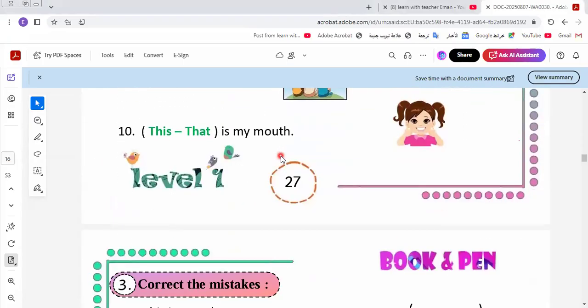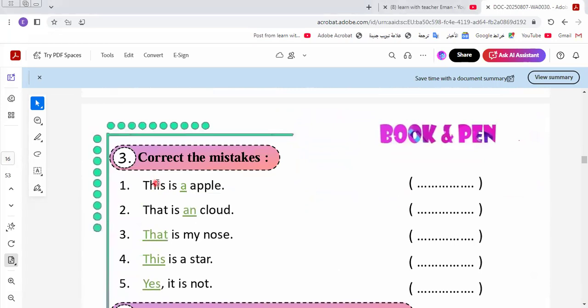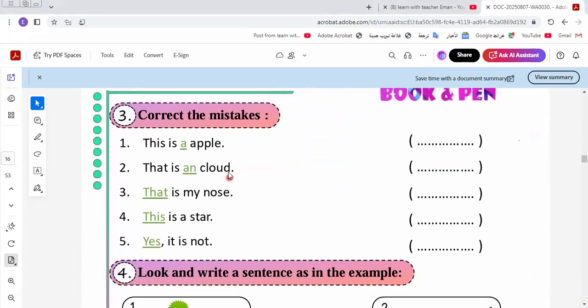I answer some of them, and the rest will be homework. Let's go to another one. Correct the mistakes. Here are the mistakes, and we correct them. Here we say this is a apple. Is a from the vowels or not? Yes, from the vowels. Can I put a? No, it's wrong. It will be an here. So I correct this by this.